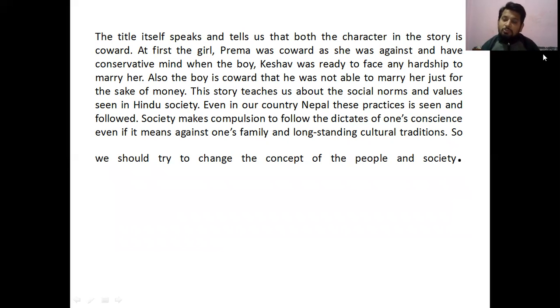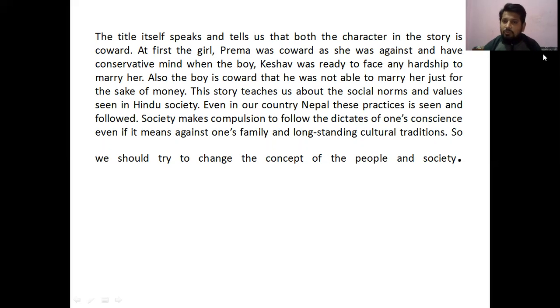When Prema was ready to marry, Kesav was not ready. At the beginning, Kesav was ready, but Prema was not. So later on, Prema was ready, but Kesav was not. So both characters look very cowardly here. At the beginning, due to Prema's conservative mind, and later Kesav, for the sake of money, could not support Prema. So this story teaches us about the social norms and values seen in this society.